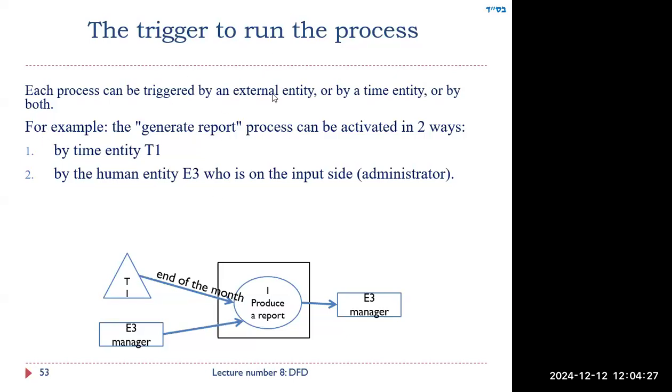Each process can be triggered by an external entity, or by a time entity, or by both. For example, generate report process can be activated 2 ways: by the time entity, end of the month, or by the regular human entity, manager, who is the input side. In other words, he can say, please produce a report, and he can say, end of the month, produce a report. And in the end, who gets the report? The same guy. So he's on the right and the left.